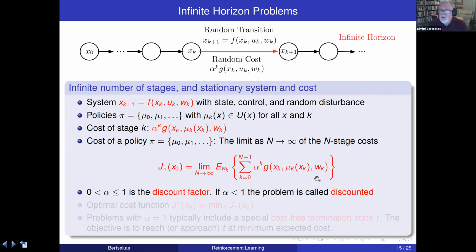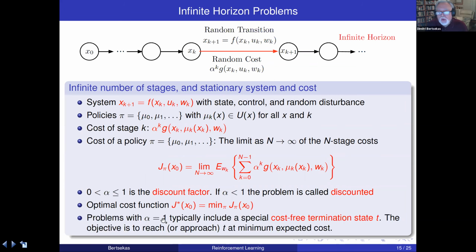There's another interesting effect that this discount factor provides. It keeps the costs bounded, okay? The future costs diminish towards 0, and therefore this series here has a chance to converge rather than give you an infinite cost. The optimal cost function, this is the cost of a policy pi at the initial state x0. The optimal cost function is the minimum over all policies.